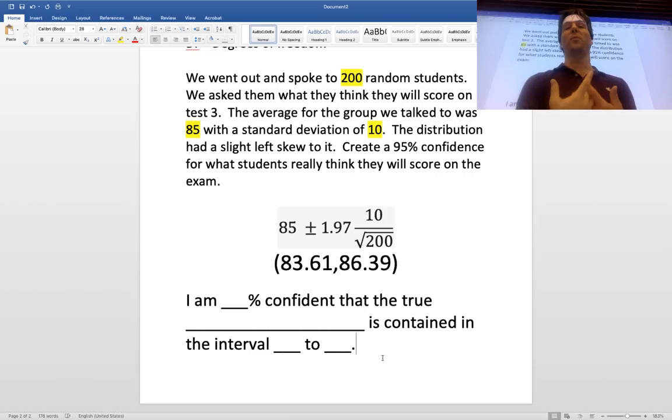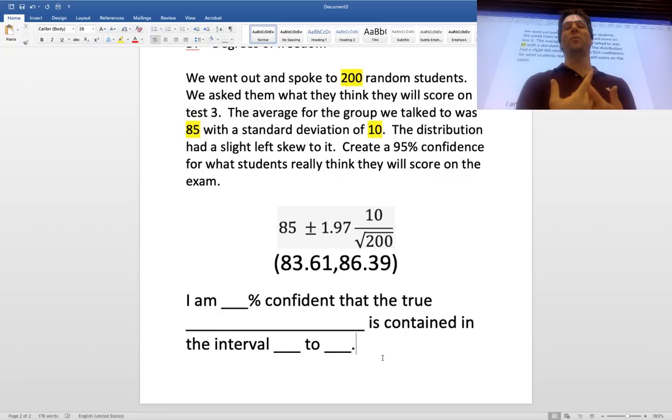So right here, I am 95% confident that the true, here's where we pause. What were we measuring? You have to ask yourself here on question 2 on this blank, what were we measuring? Well, mean what? We need context. And whenever it says interpret your interval in context, the average, the true average students think they will make on test 3. And that's a lot to say. A lot of people usually don't give enough words. They usually say true mean, that's all right.